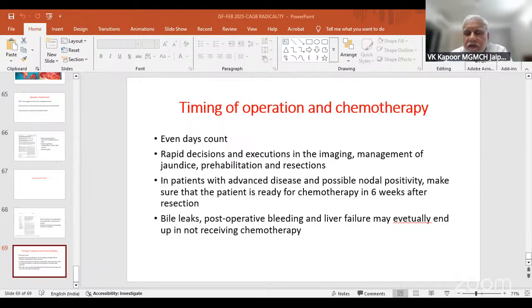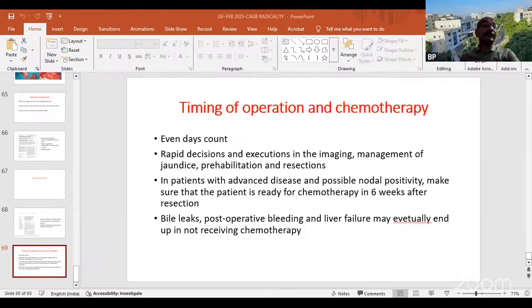But is there evidence, or in your experience, do you think that this complete celiac lymph node dissection will be helpful if the celiac node itself is positive? No, if the celiac lymph node itself is positive, maybe we do not have evidence for that. We need evidence for that if it is positive.